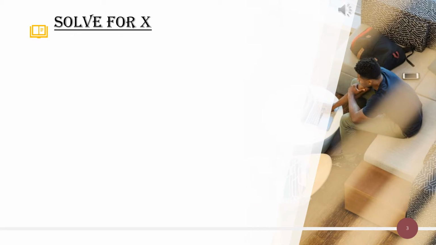Let's solve for x in x squared equals 49. Using the square root rule, x equals plus or minus the square root of 49, which equals x equals plus or minus 7. This is correct because 7 squared equals 49, and negative 7 squared also equals 49.